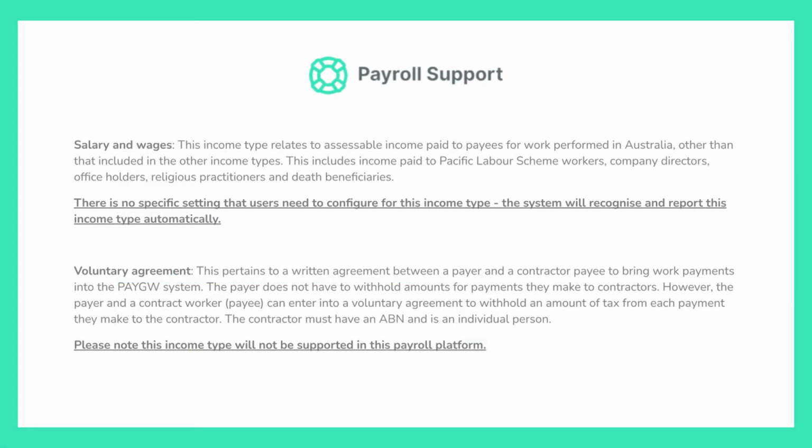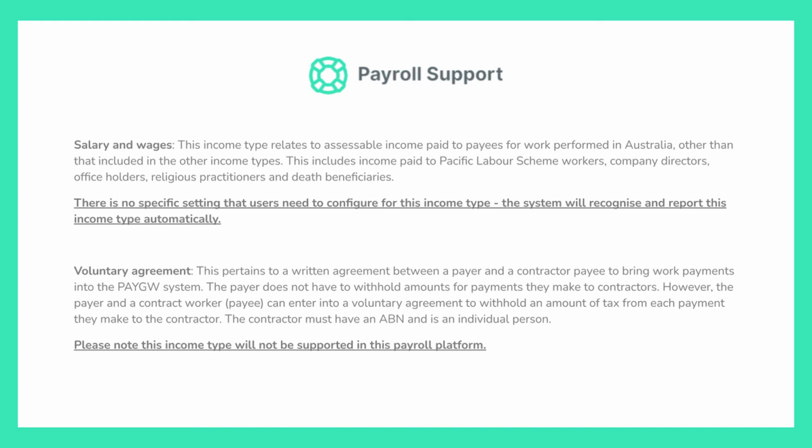Salary and wages. This income type relates to assessable income paid to payees for work performed in Australia other than that included in the other income types. This includes income paid to Pacific Labour Scheme workers, company directors, office holders, religious practitioners, and death beneficiaries. There is no specific setting that users need to configure for this income type. Rather, the system will recognise and report this income type automatically. Additionally, there is no requirement to assign a country code to this income type.